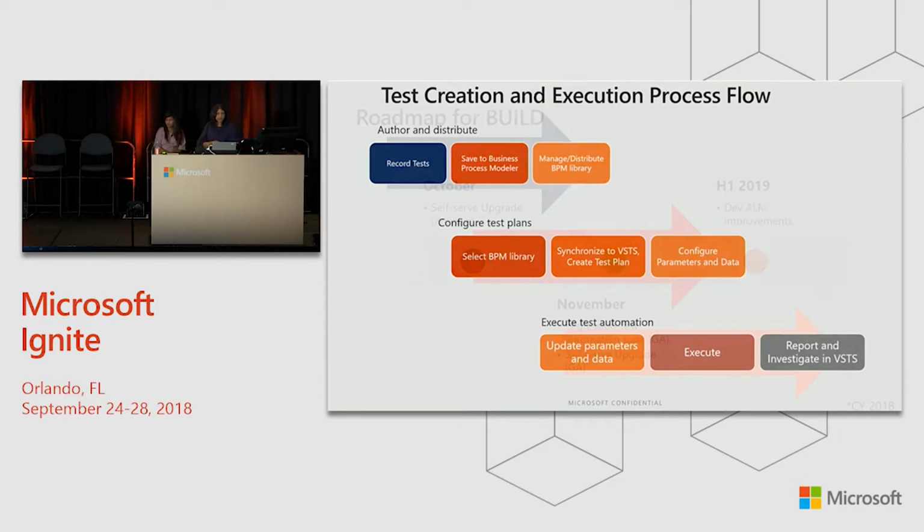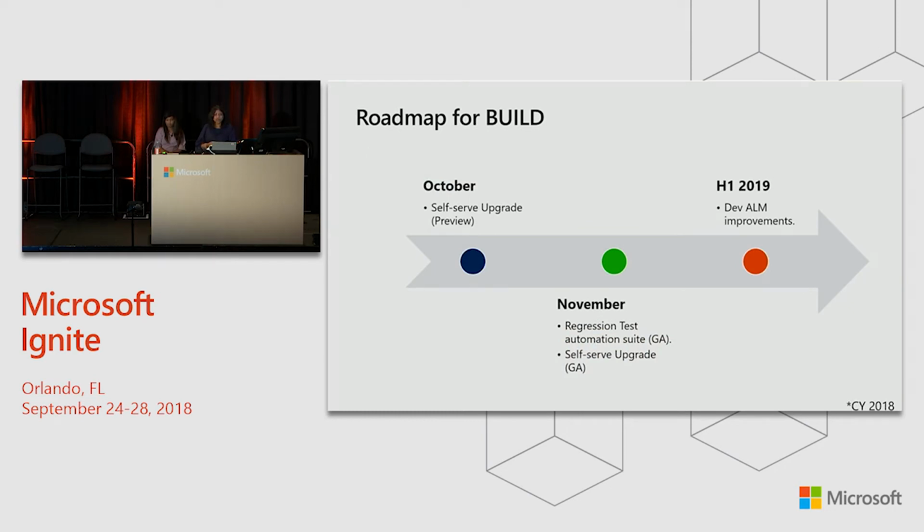So quickly, the roadmap for this entire section: we do have a self-service upgrade that's going out in preview in early October. We plan to GA it in November. The regression test suite automation will also be GA in the November timeframe. And like I talked about, there are a few Dev ALM improvements that we are planning for the first half of next calendar year. There are several around how you set up your dev machine. You'll see improvements on how you don't have to rely on the entire dev VHD, for example. You can just do it on any machine by downloading the set of tools that you need.